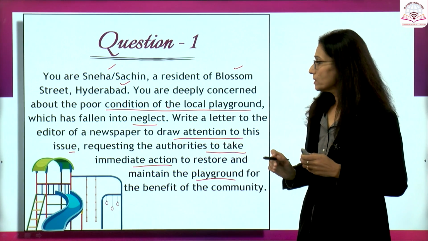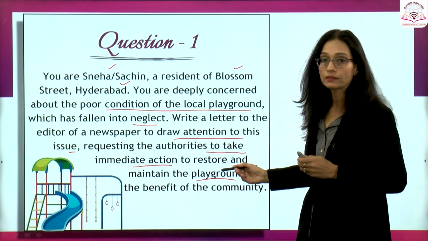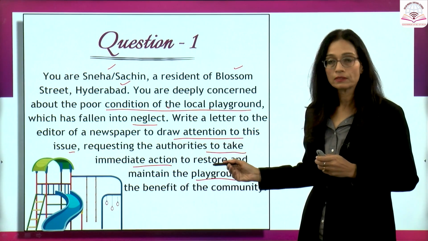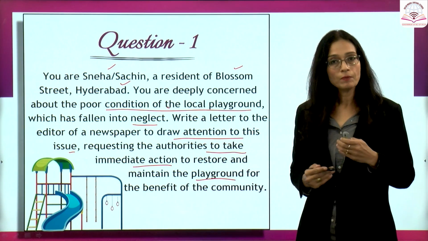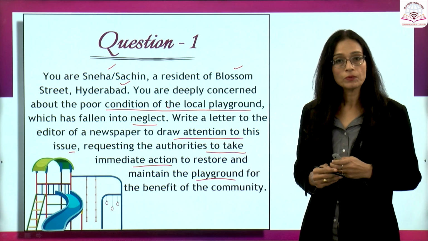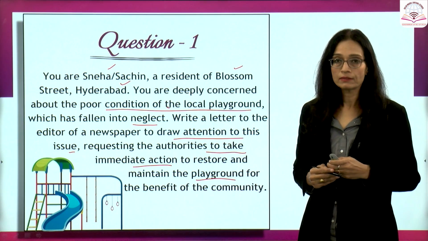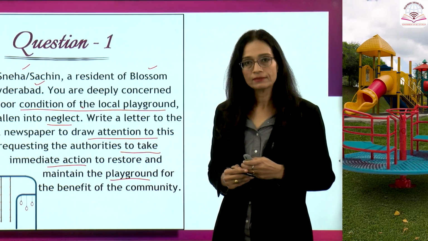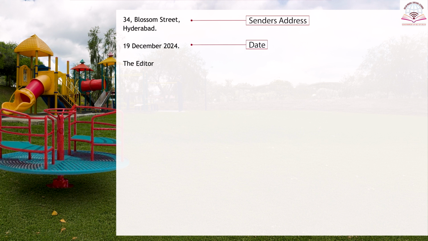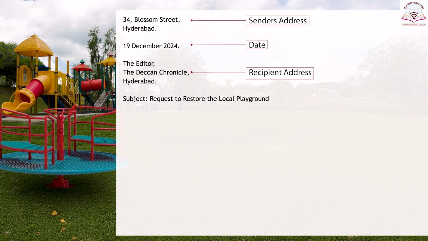So as you can see, I have been highlighting certain points, certain phrases. These will help us frame our letter. So what should be our answer? Let us take a look at it. We'll begin writing the letter with the sender's address that is mentioned in the question. Then comes the date, and after that the recipient's address. The subject of this letter would be request to restore the local playground.